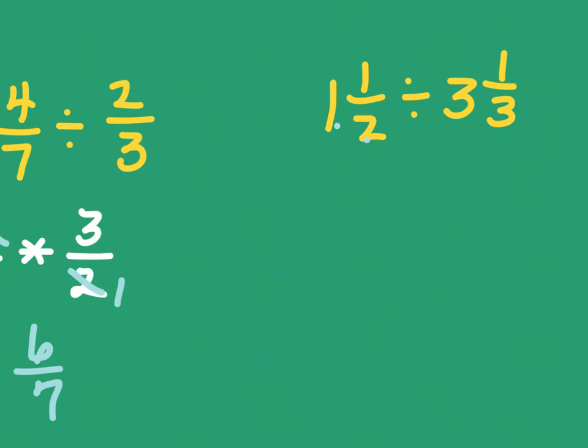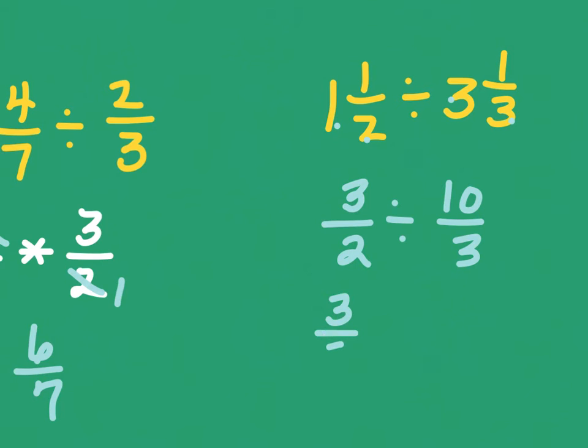1 times 2 is 2, plus 1 is 3/2, divided by 3 times 3 is 9, plus 1 is 10/3. Now I'll multiply by the reciprocal of the second one. So 3/2 times 3/10, and multiply straight across gives me 9/20, and I'm done. Okay, so copy, switch, flip, keep, change, flip, multiply by the reciprocal when dividing fractions.